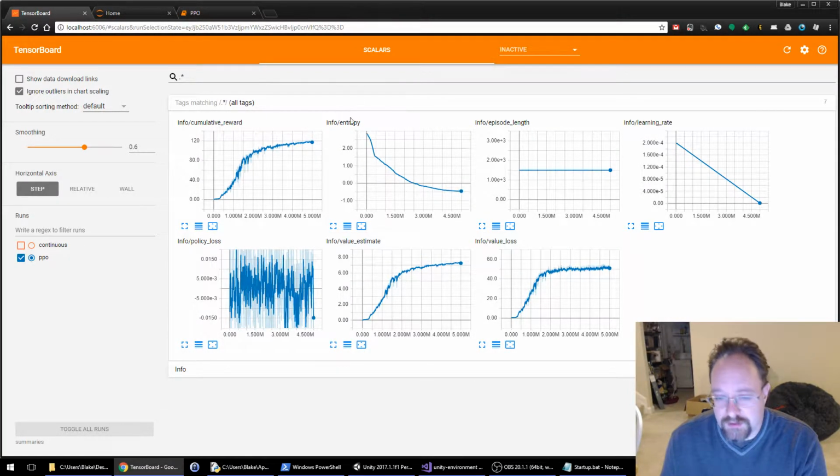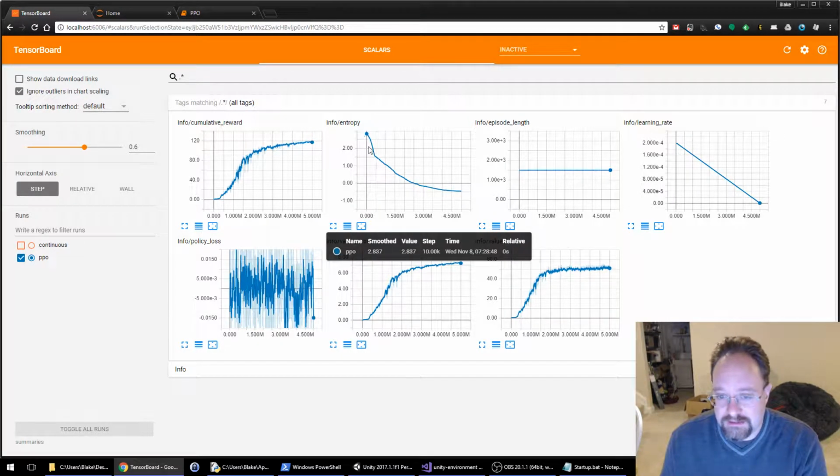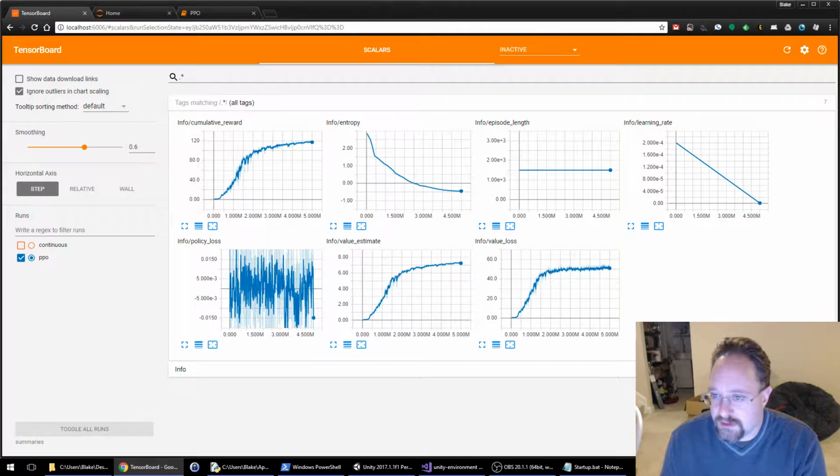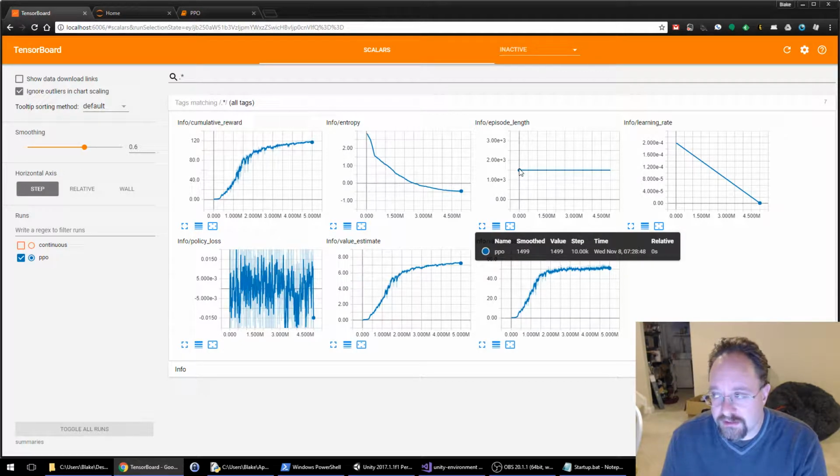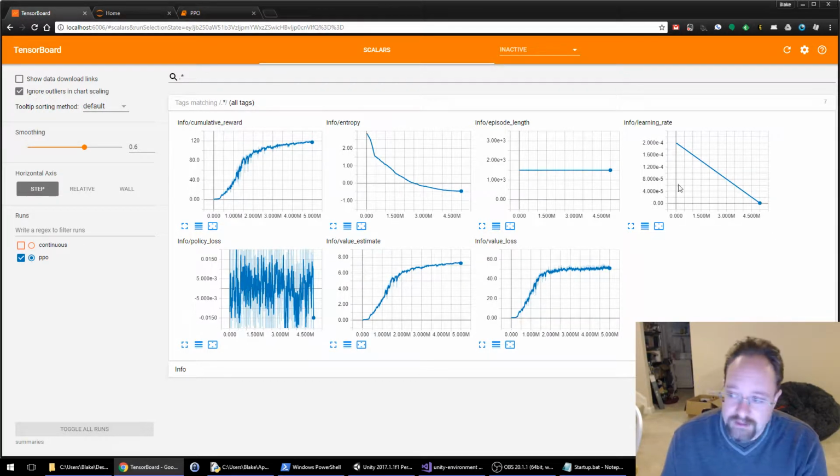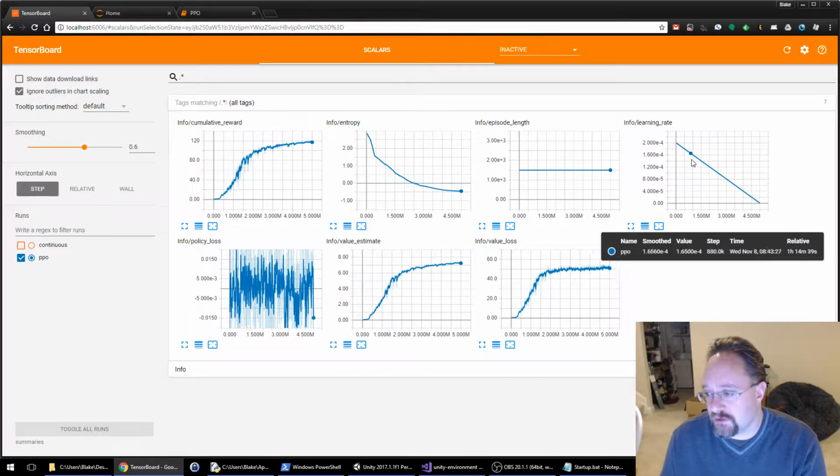The entropy, so this is how much randomization has been going on, starts high. And then it gets less and less random as the algorithm learns. The episode length is solid stable. That is because the episode length is fixed in this scenario based on a time limit, right? So it's not based on skill. So this is always the same. The learning rate should decrease over time. That's what it should do, right? You start at a high learning rate, and then as you get closer and closer, you reduce your learning rate so that you approach zero.